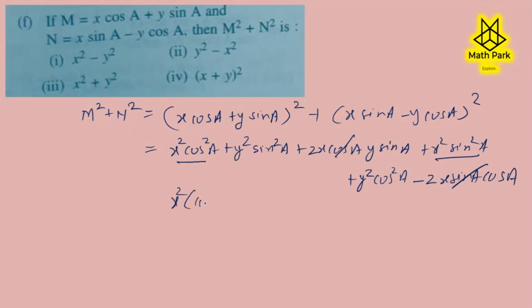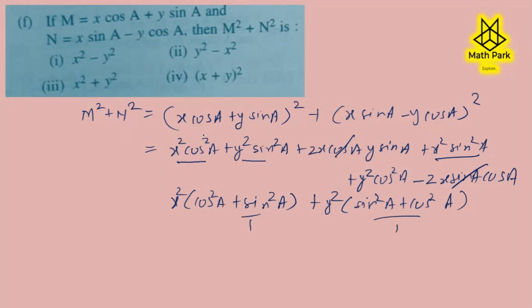Now from x square cos square a and x square sin square a, we can take x square common. We get cos square a plus sin square a. And from y square sin square a, we get y square common in bracket sin square a plus cos square a. And we know that sin square a plus cos square a is 1. So we get this as x square plus y square. The third option is the correct option.